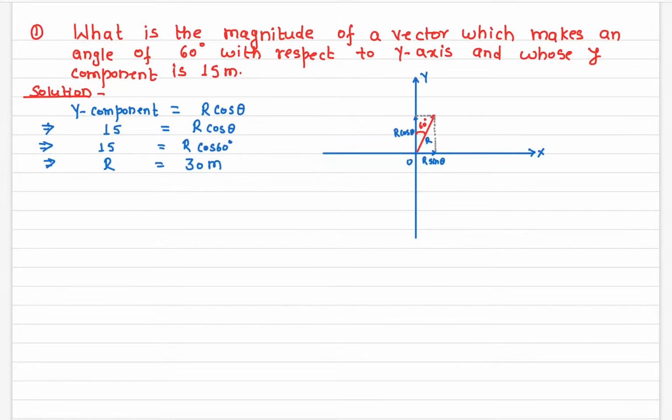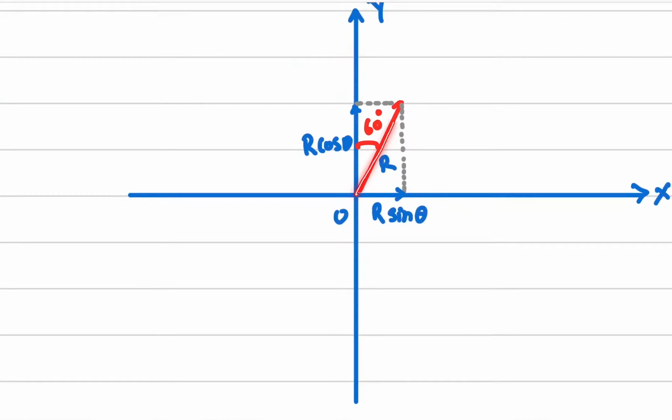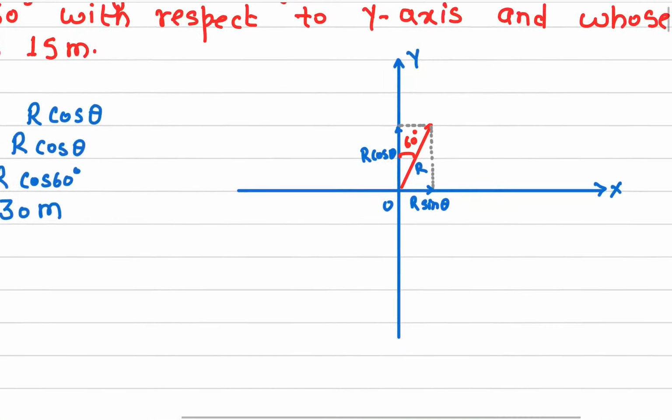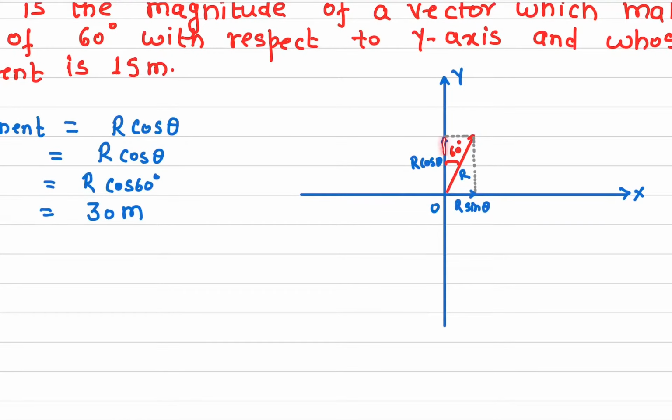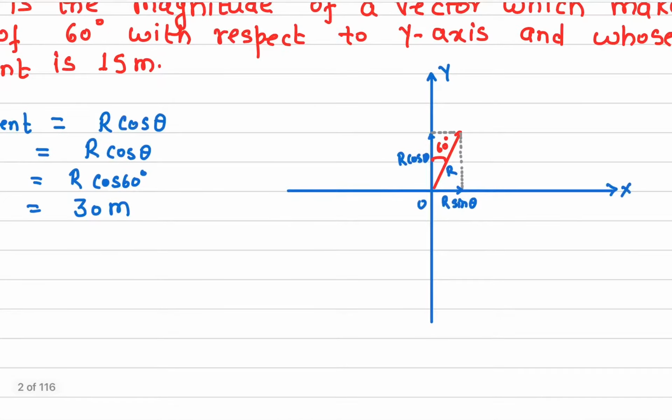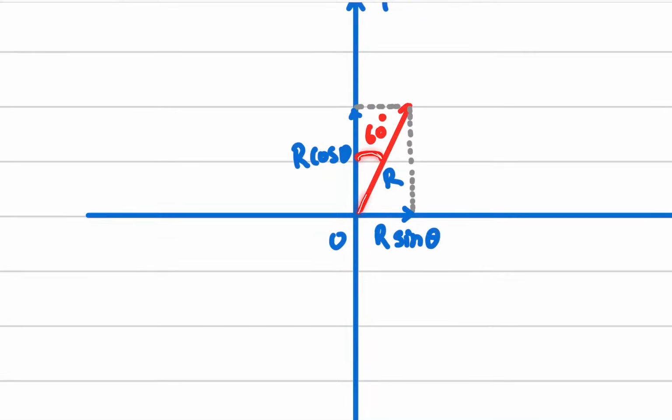So let's say you have a vector here. This vector is r vector. We assume this is r, and the angle with respect to the y-axis is given. In this case, we assume the given angle is 60 degrees. Here the y component is given, and this component is 12 meters. So the given components are this angle and the y component. And now we need to find out what is the value of this r, or what is the magnitude of r. How do we do it?